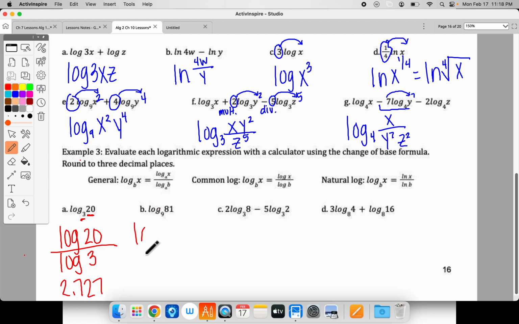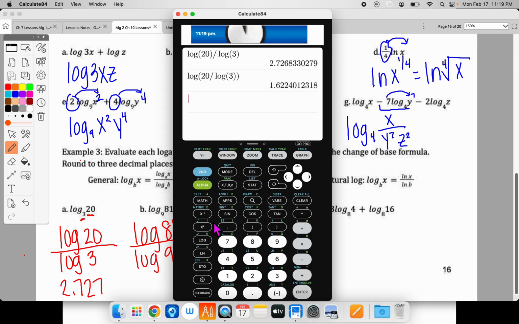This one right here, we've got log of our power divided by log of our base, and the base goes on the bottom, so make sure you put that on the bottom. So we're going to do log of 81 divided by log of 9, which will give me 2.